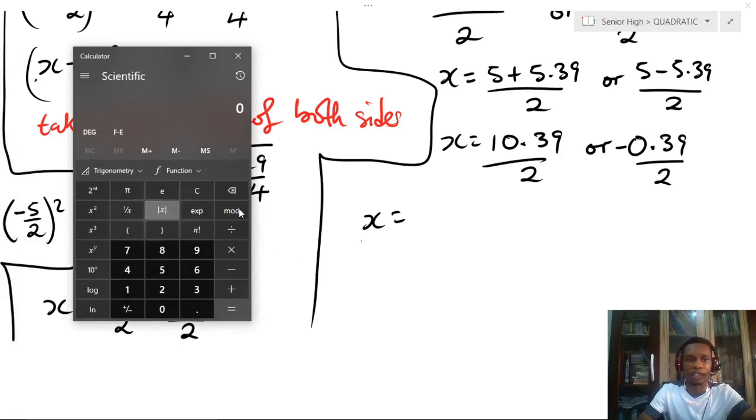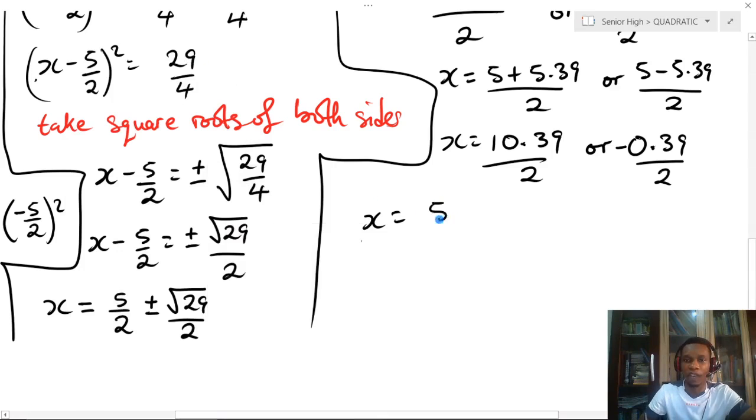So we have that our x is equal to 10.39, and we are dividing through by 2, and that will give us 5.195. And then for minus 0.39 dividing by 2, we have minus 0.195. So that's 5.195, and here is minus 0.195.